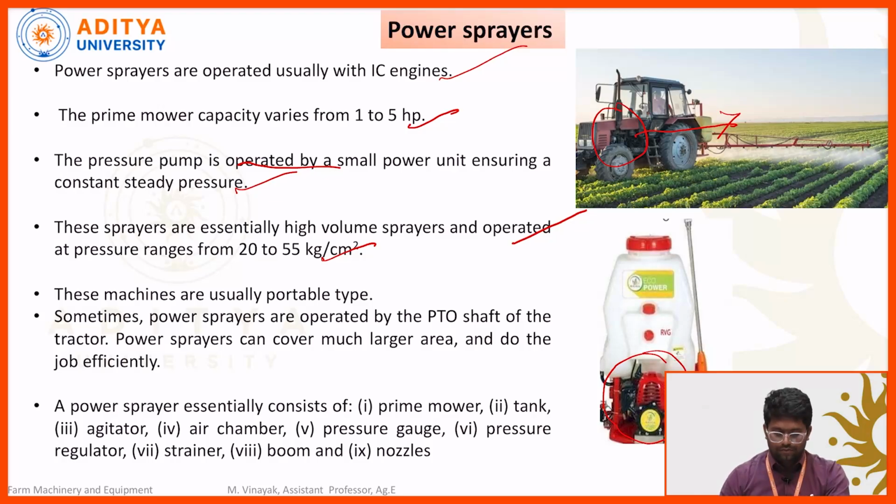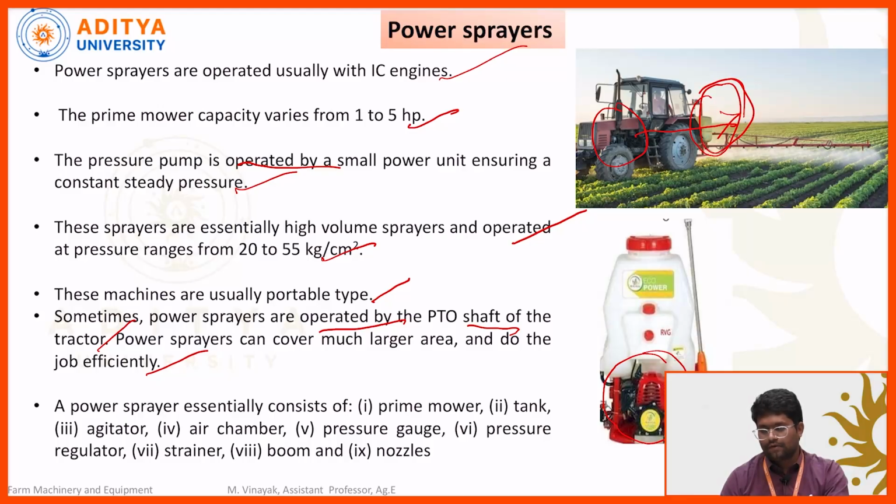Next, this machine is usually portable type. Some of the power sprayers are operated by the PTO shaft of the tractor. Power sprayers can cover a much larger area. So some of the power sprayers can be operated by using the tractor PTO shaft.